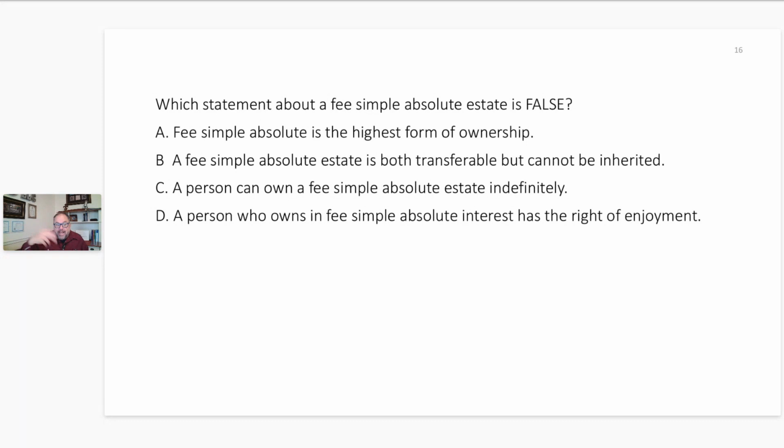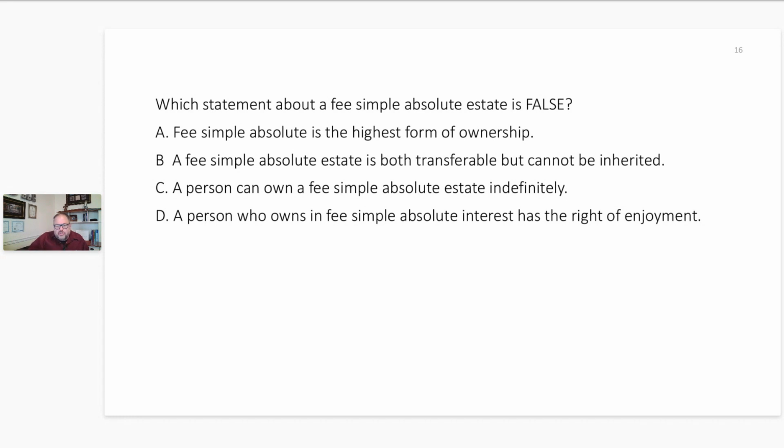So that cannot be inheritable property based on the life tenant. If I buy and pay for a life estate, I can't make that inheritable to my family, because I don't own it. I just own the life estate. So a life estate is not inheritable, but fee simple absolute and fee simple defeasible are inheritable. So this answer would be false.